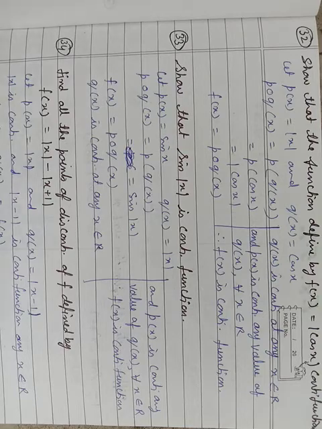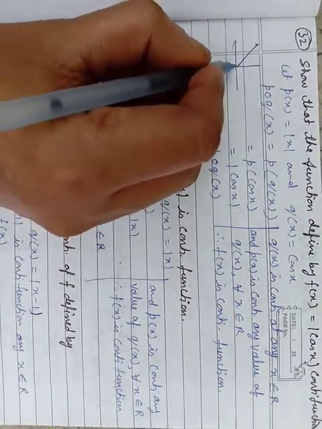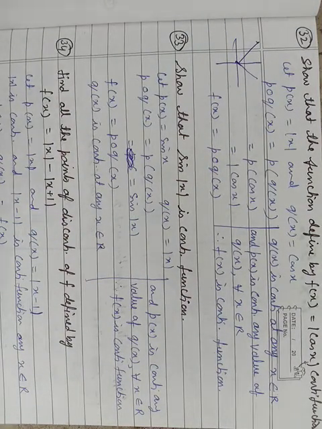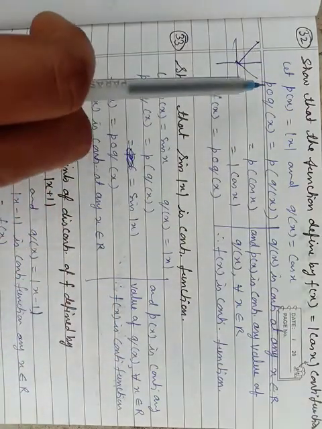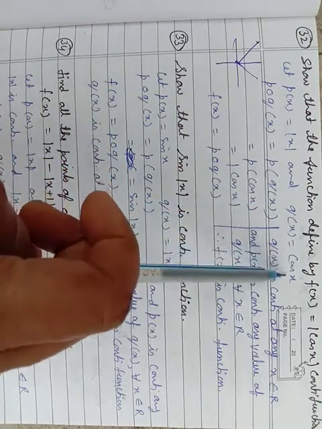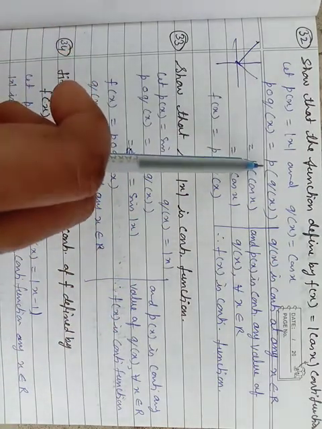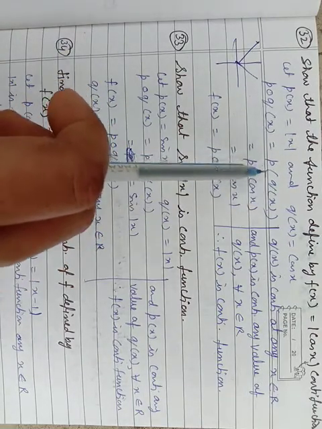When you draw the graph, it will be just like this, negative and positive. Clear? So the modulus function is continuous. Again, this function is the combination of two functions. So again we let p(x) = |x| and q(x) = cos x. So (p∘q)(x), the function p of the function q.